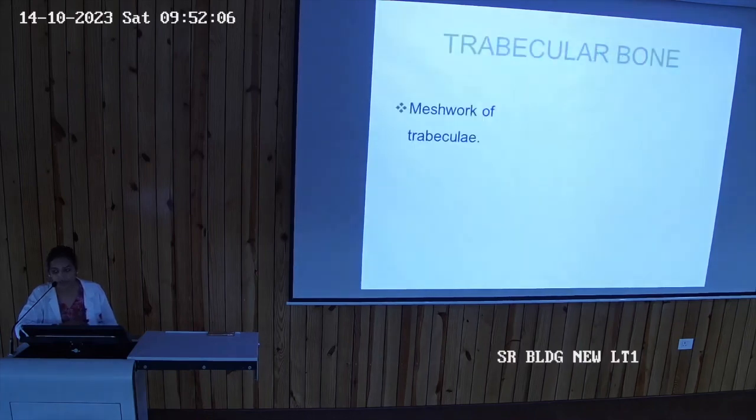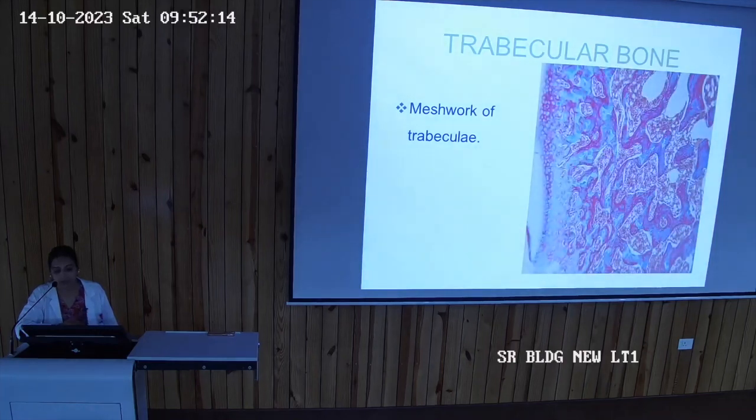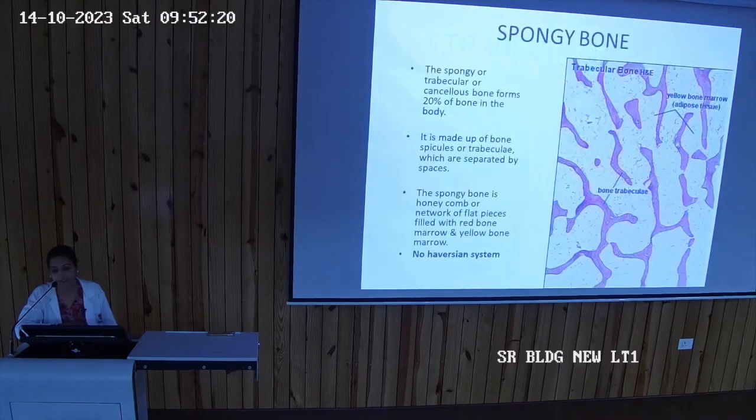Now the last one is trabecular bone, which is spongy bone. It has a honeycomb appearance. It has meshwork of trabeculae. Spongy bone has bony spicules which are known as trabeculae. In between they have marrow cavity in them. So this is very easy to identify. This is the histology view of spongy bone.